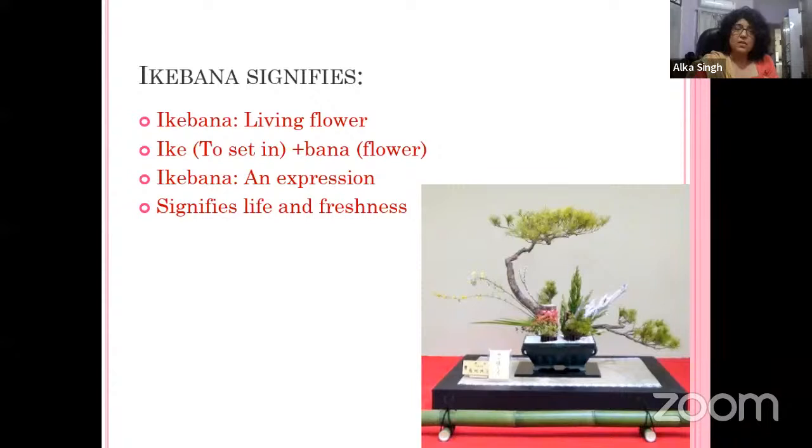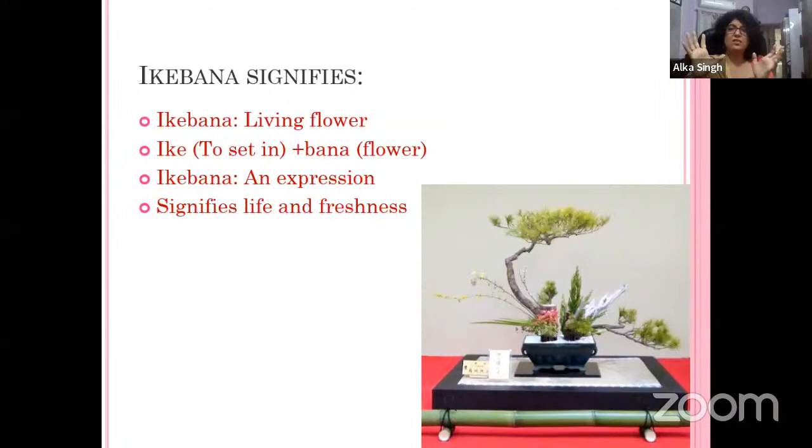So if we bifurcate this term Ikebana, Ike is to set and bana is flower. So Ikebana is a flower which is set, and Ike also means life. So a living flower, I would say, living flower is Ikebana. It is an expression and it signifies life and freshness as it is.